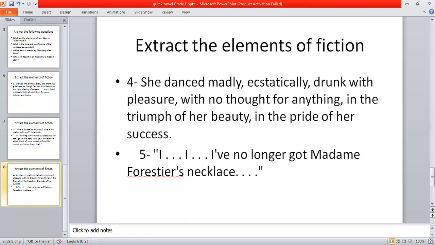What about her character? Explain in more details why the protagonist lost her necklace and what are the results of this loss.